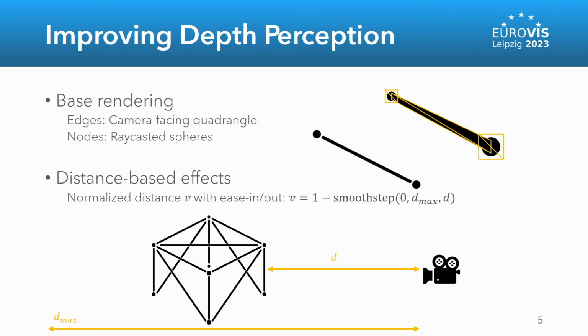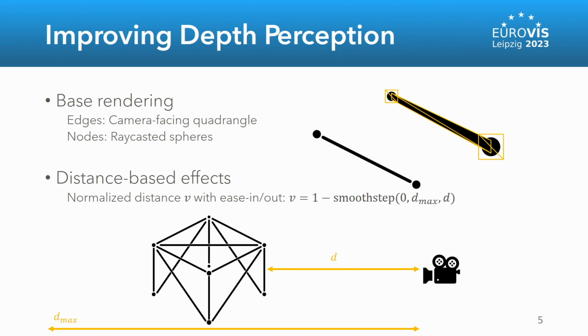Before we take a look at rendering effects, let us briefly discuss the base rendering. The structure that we investigate are given as a set of nodes and a set of edges. We render each edge as a camera-facing quadrangle, and we render each node as a raycasted sphere with a base geometry again being two triangles.